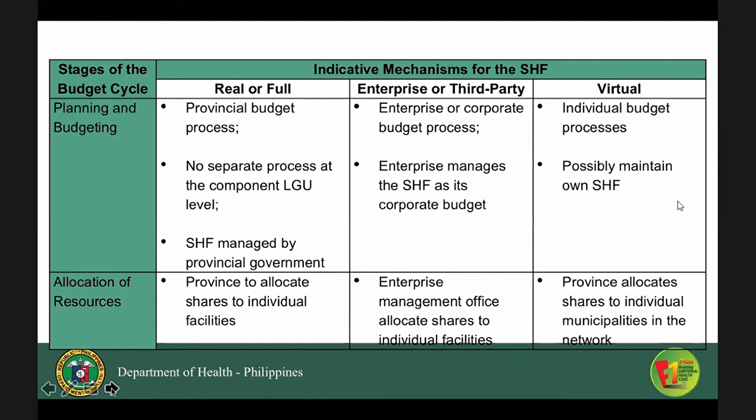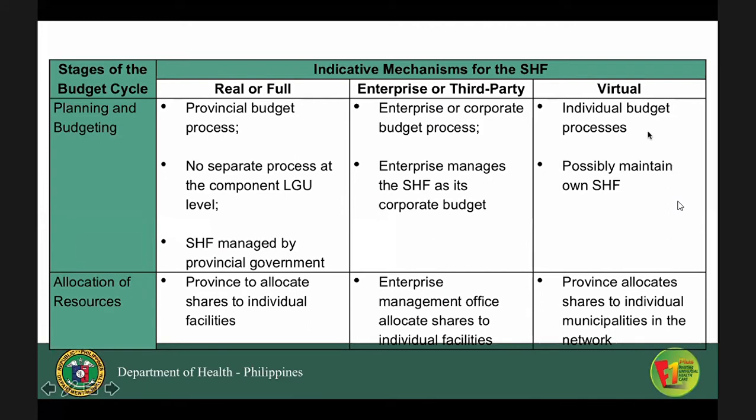In the planning and budgeting, there will be a provincial or city budget process. Ang Tacloban, para siyang province kasi highly urbanized, no, separate process at the component LGU level. So meaning, kapag ikaw ay component city, you are the same with the province. So the special health fund will be managed by the provincial government. Tacloban being highly urbanized, the fund will be managed by the city government, no? And the third party will do the enterprise or corporate budget process and manages the special health fund as its corporate budget.